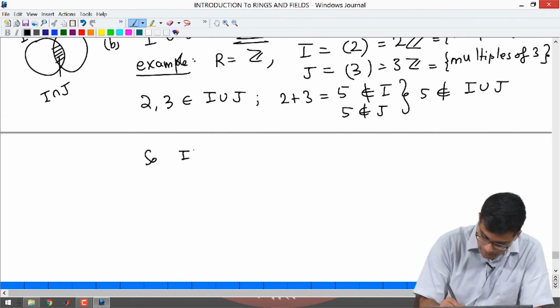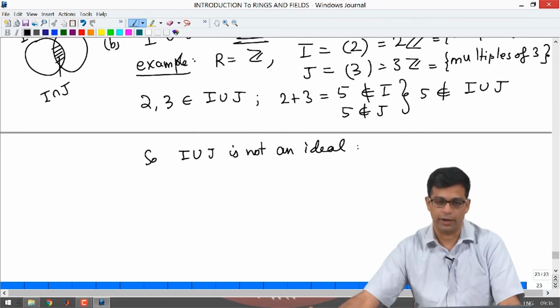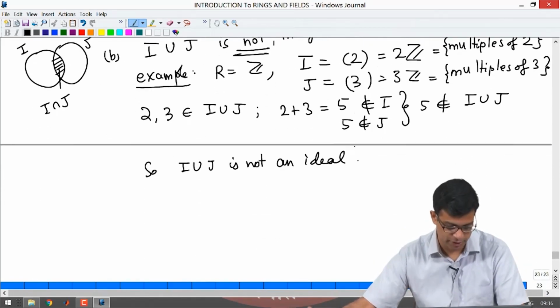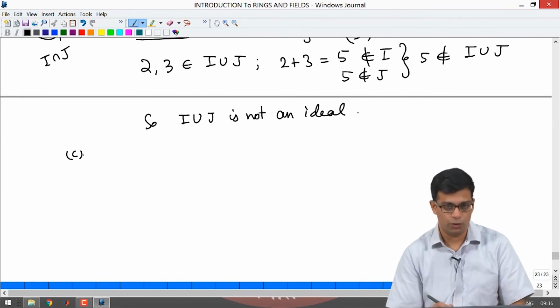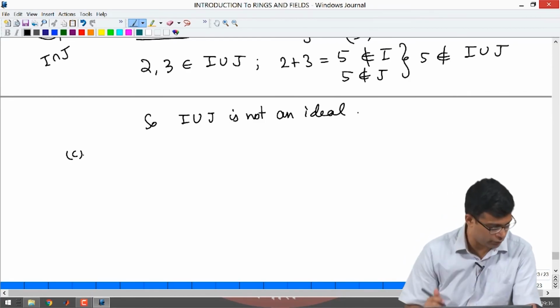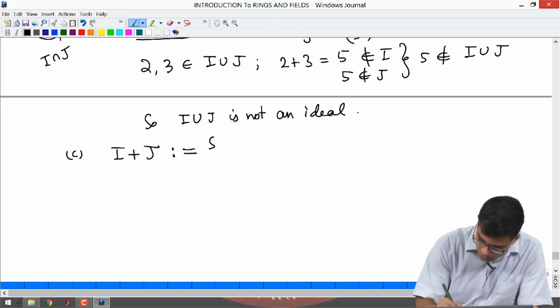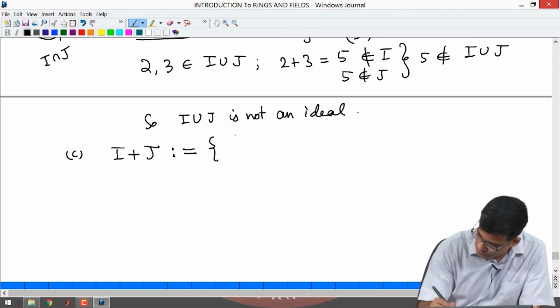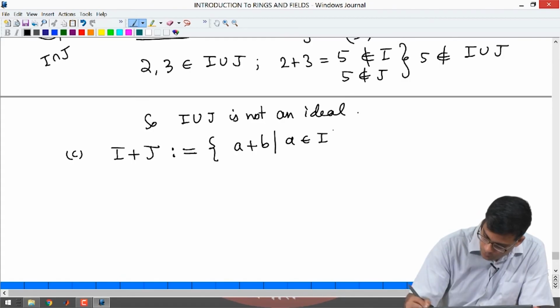So, I union j is not an ideal. Okay. So, union of ideals is not an ideal, intersection of ideals is an ideal. So, let us do one operation here which is similar to union, okay, but it is the ideal theoretic union if you want to call it that. So, I will define I plus j to be all elements of the form A plus B, where A is in I and B is in j.